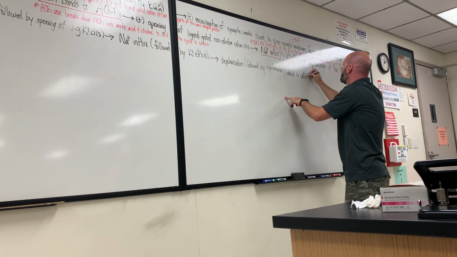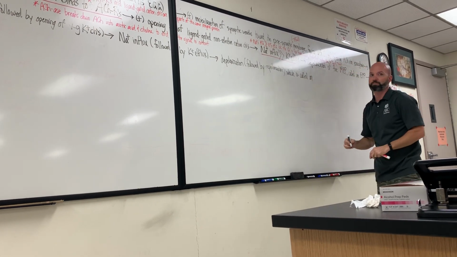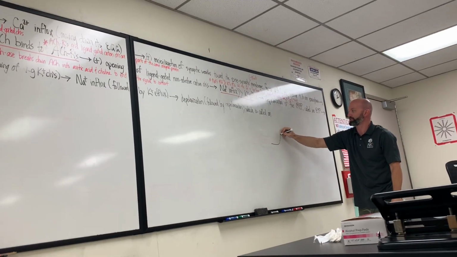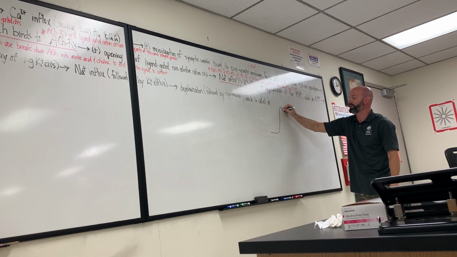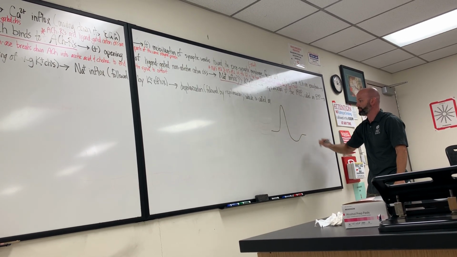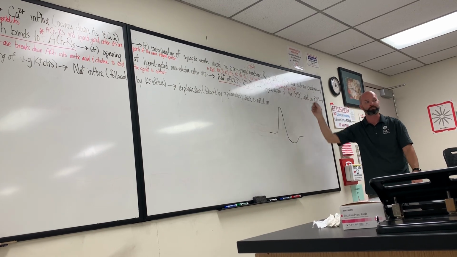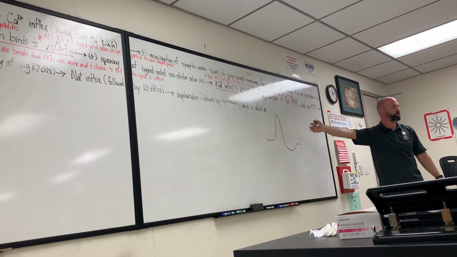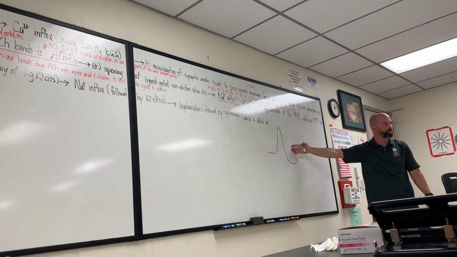So we're at rest, and then we get this rapid depolarization. We peak, repolarize, pass rest, hyperpolarize. Now we're back to rest. What's this whole thing called? This is a graph of an action potential.